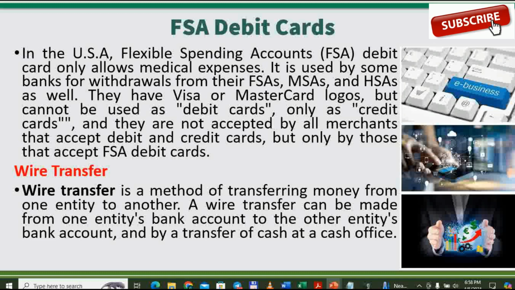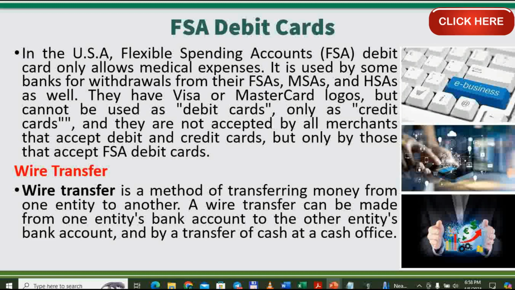We also have wire transfer, another way of making payments online. Wire transfer is a method of transferring money from one entity to another. A wire transfer can be made from one entity's bank account to another entity's bank account, and by a transfer of cash to a cash office. So it has different dimensions of transfer. I'm not going to talk about the history of wire transfer now. You can look that up from your module.